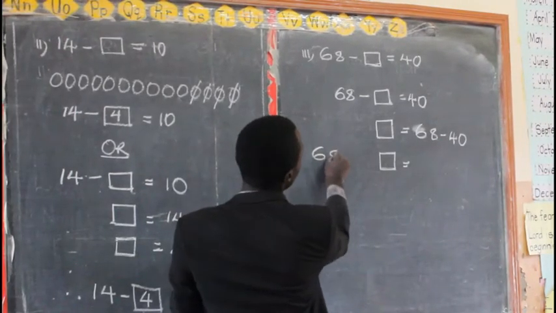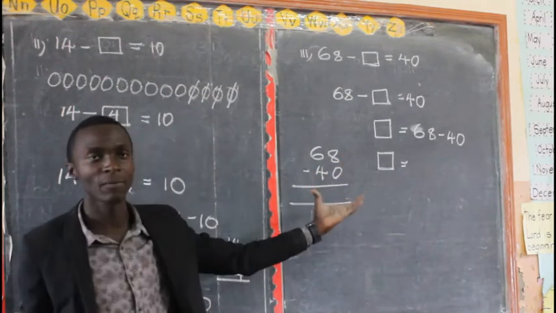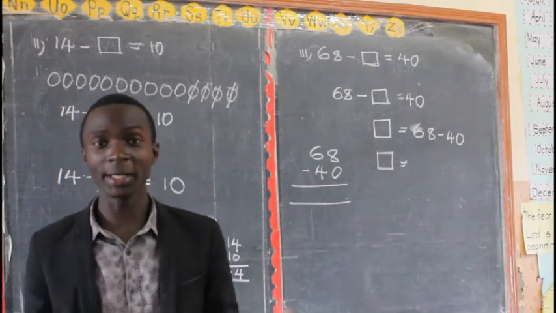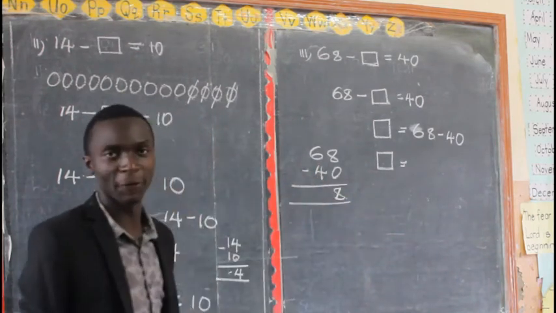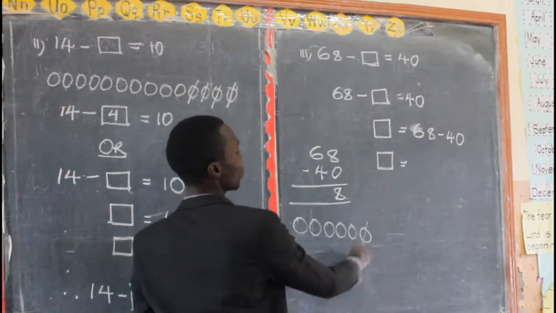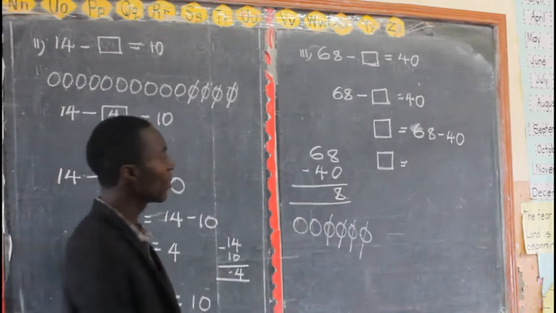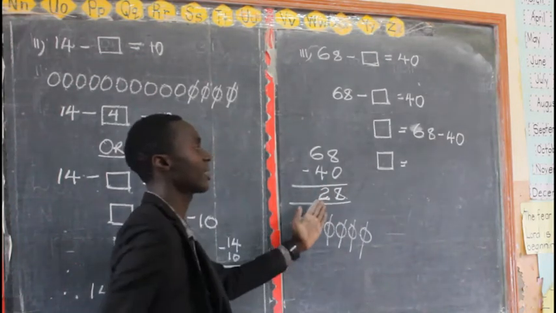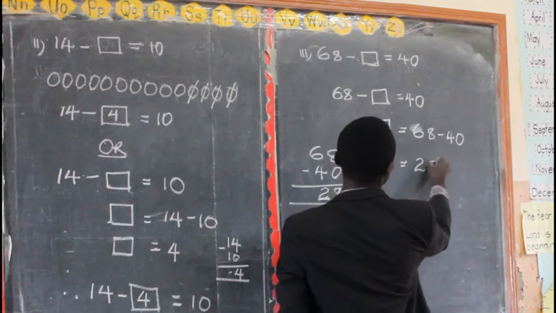What do you get, children? 68 minus 40. Subtract properly. That's how we subtract it vertically. 8 minus 0. When you get 8 and you subtract nothing, you get 8. When you get 6 minus 4, 1, 2, 3, 4, 5, 6, subtract 1, 2, 3, 4. What do you remain with? 1 and 2. So here you get your 2. Your answer is 28. So my box is equal to 28.